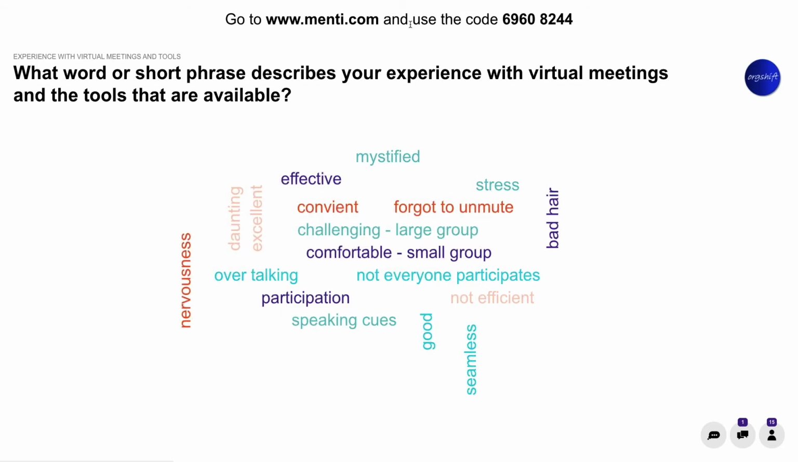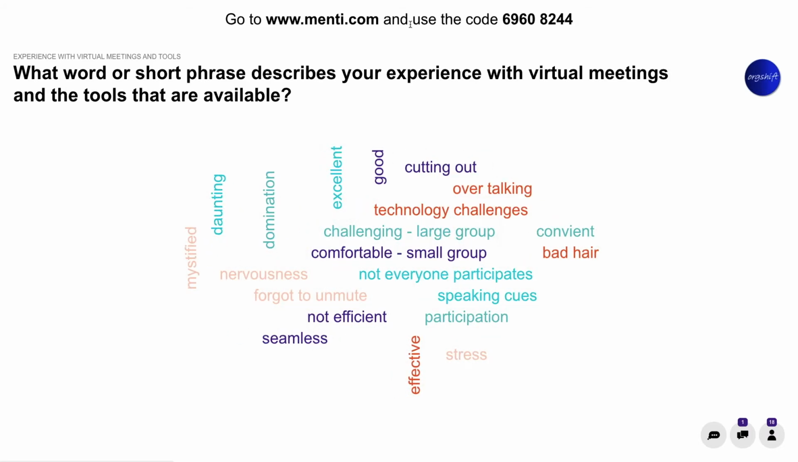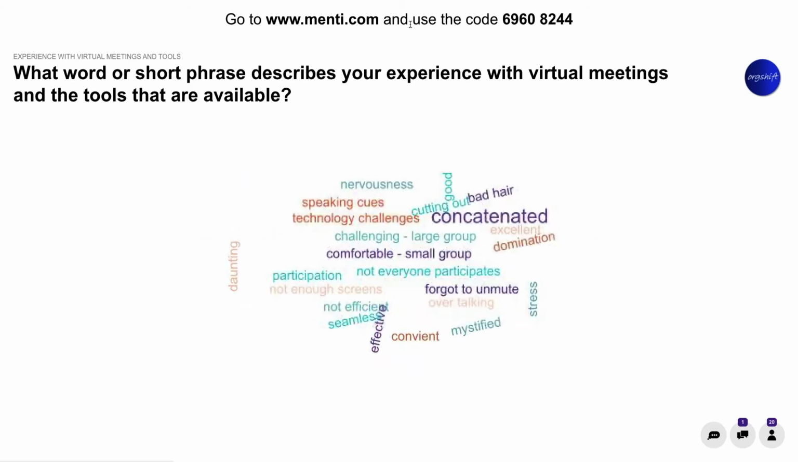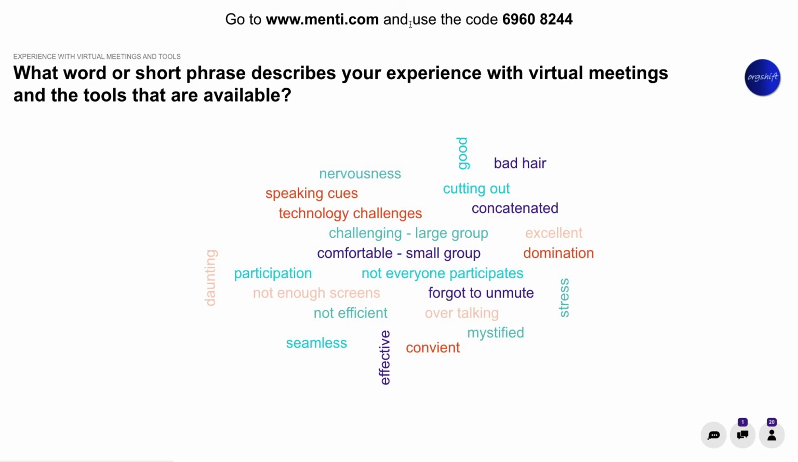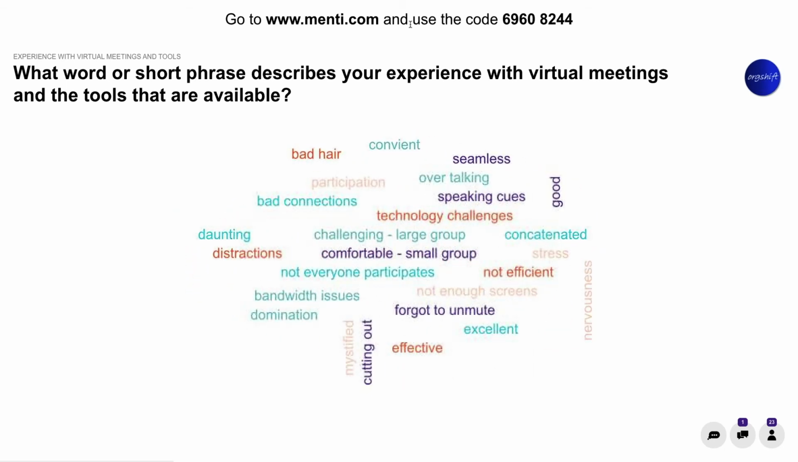I know I get confused between the different platforms, because unmuting is different here on GoToTraining. It's different again in Teams. It's different again in Zoom. And on another project I'm running with right now, for the University of Alberta, they're using Google. So it's all over the place. Not everyone participates. Well, I'm hoping, not enough screens. I'm hoping this gives you a sense of different ways. Bandwidth issues, absolutely. Some technical challenges. Concatenated, fragmented, yes, absolutely.